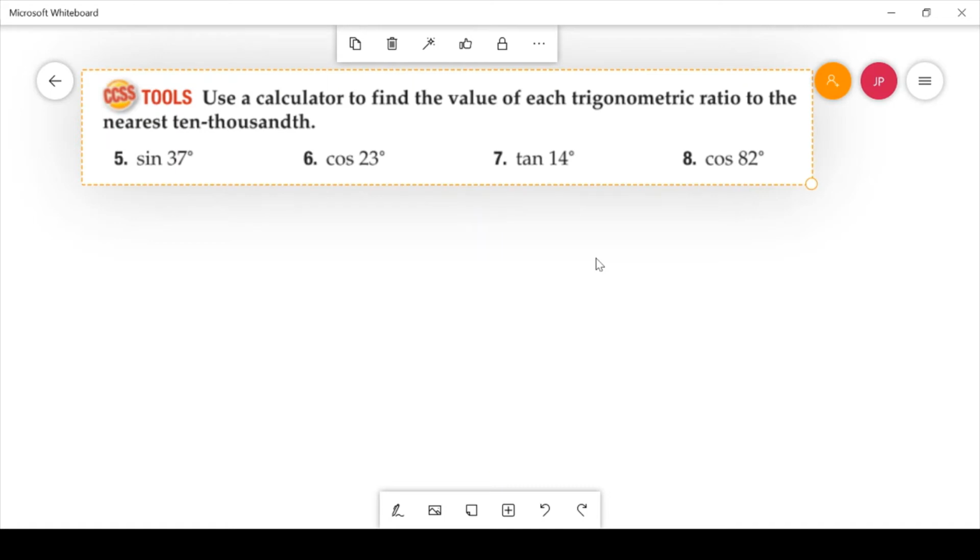So for the first, I'm going to hit sine, type in 37, and hit equals, and then round that to the nearest 10,000th. So 10, 100, 1,000, 10,000, so 4 places. So it's going to be 0.6018. That's the answer to the first one. I'm not going to go through all of them because once you know how to put it in the calculator, you should be able to do that pretty easily. So I'm going to go ahead and move on to the next group of problems.